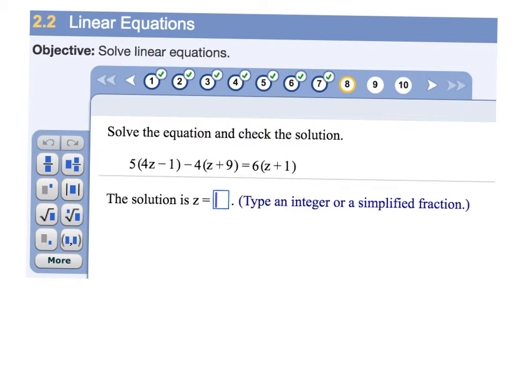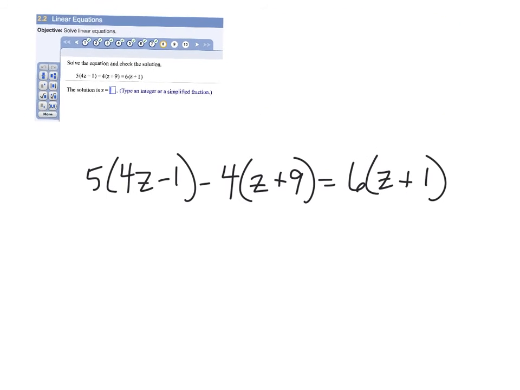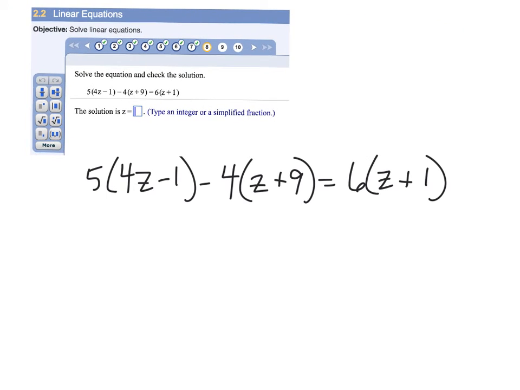All right, so this says to solve the equation. So you've got a distributive property here, you've got a distributive property here, you've got a distributive property here, you've got variables all over the place. Dang, this is looking like it's going to be a lot of work. So let's get working on this.